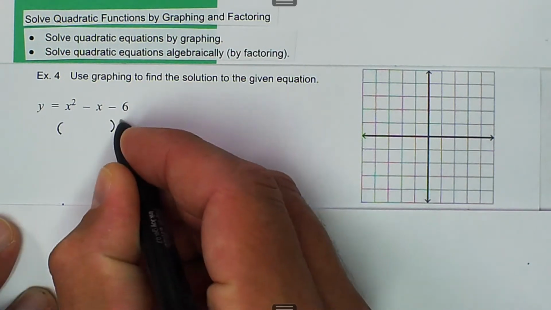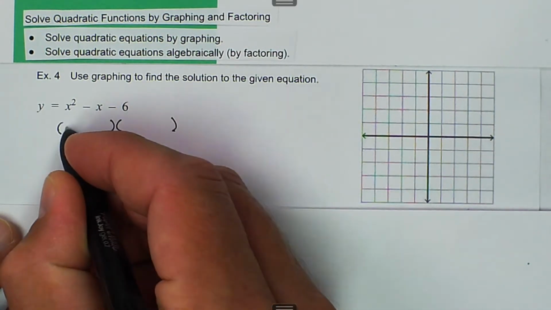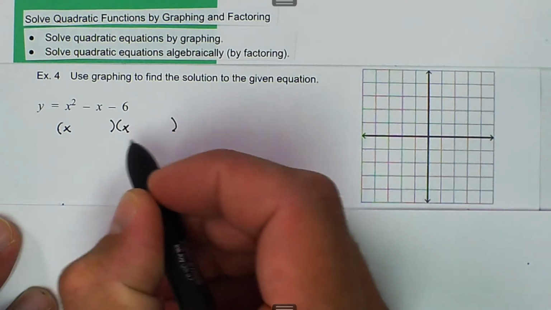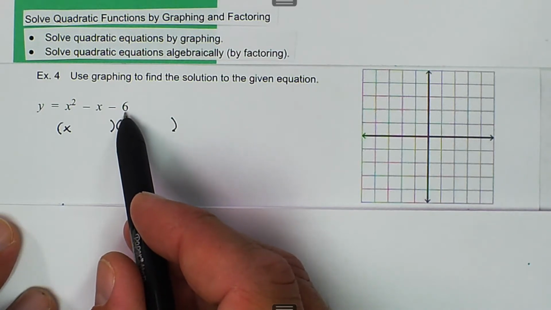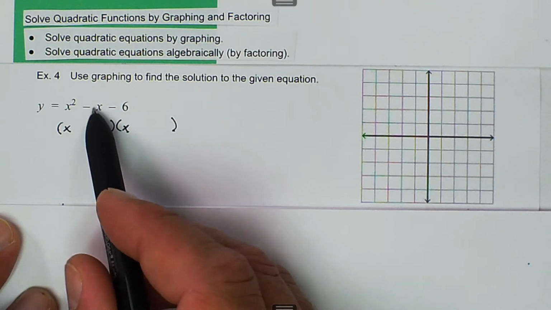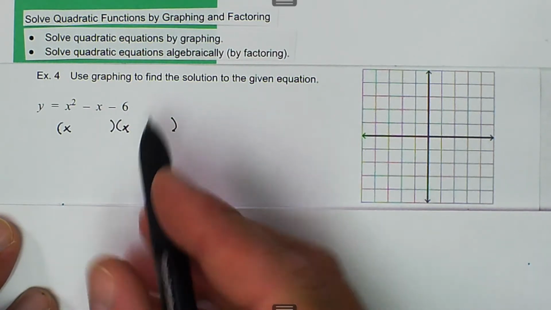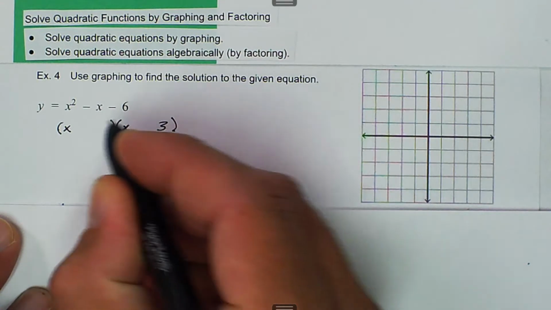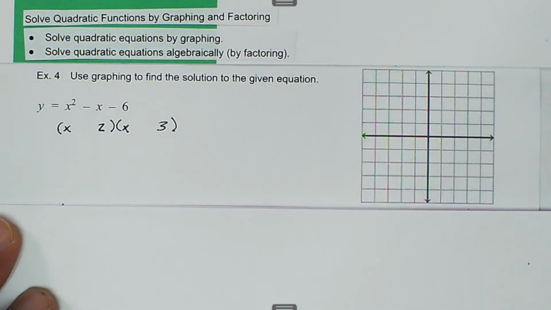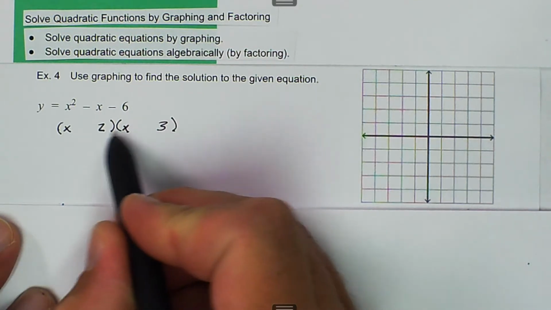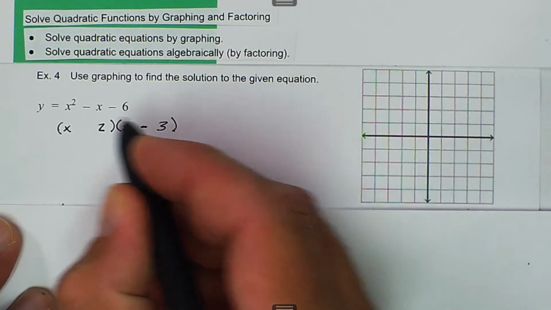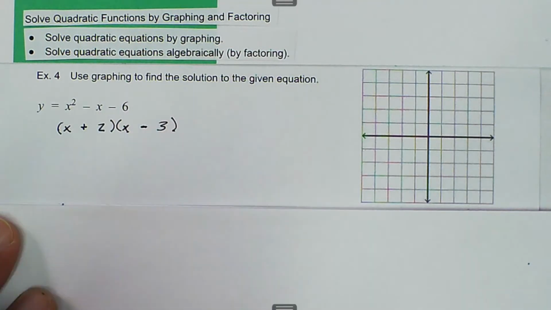My lead term is x squared, so I know that I have to have x and x here. My last term is -6, so I can either use 3 and 2, or I can use 1 and 6. 1 and 6 is not going to work because it won't add to -1, so I'm going to have to use 3 and 2. I know that I want to have a -1, so the bigger number has to be negative, so that's going to be negative and positive.